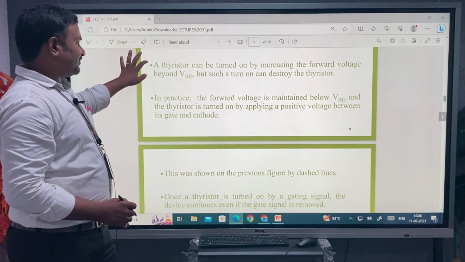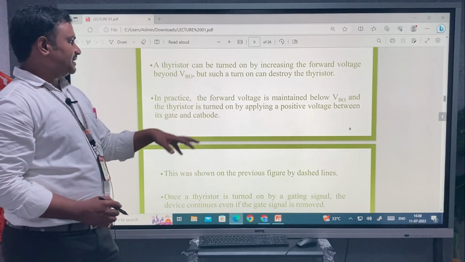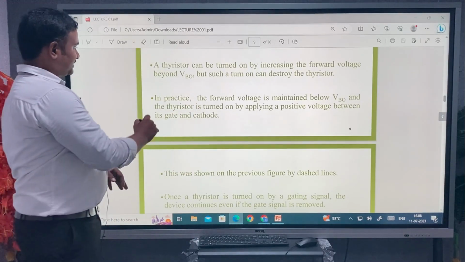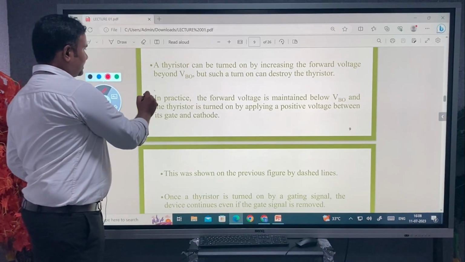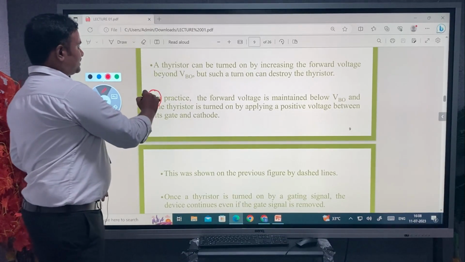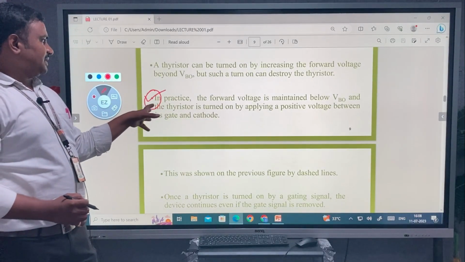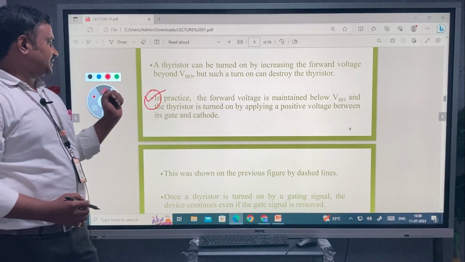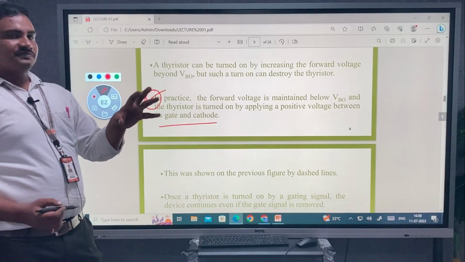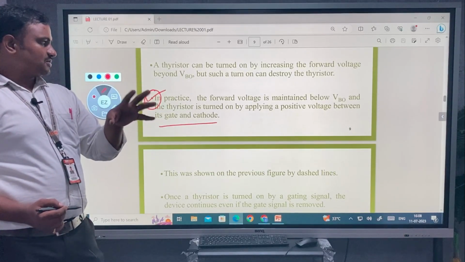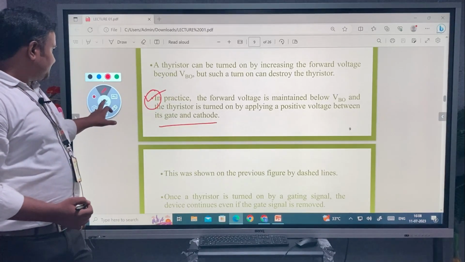In practice the forward voltage is maintained below VBO and the thyristor is turned on by applying a positive voltage between the gate and cathode. This is the best way of doing our experiment while working with the SCR. Keep some voltage between the anode and cathode, then give the supply to the gate and cathode, and there is a smooth operation of the thyristor from off state to on state, like forward blocking to forward conduction state.